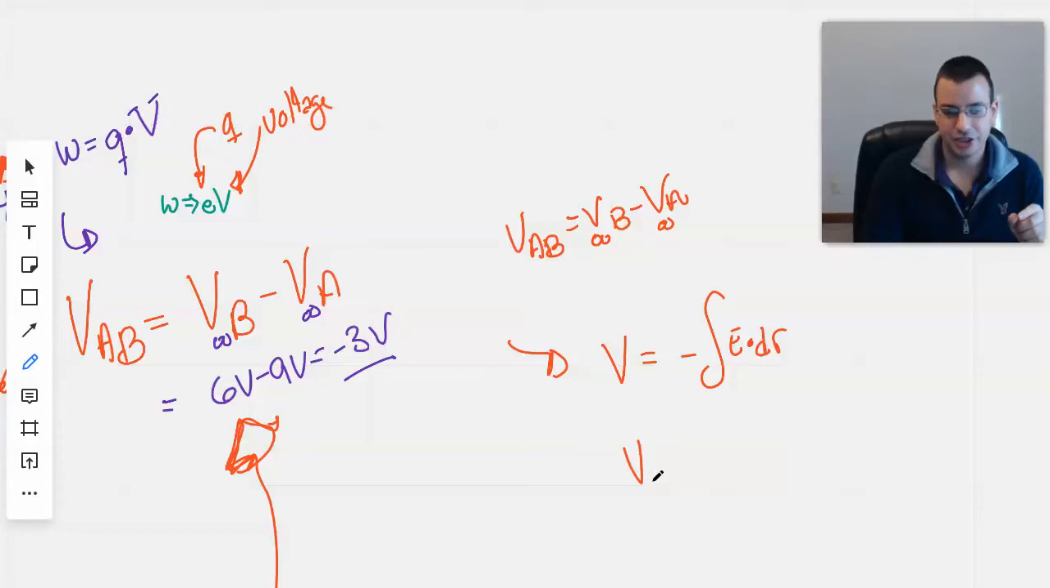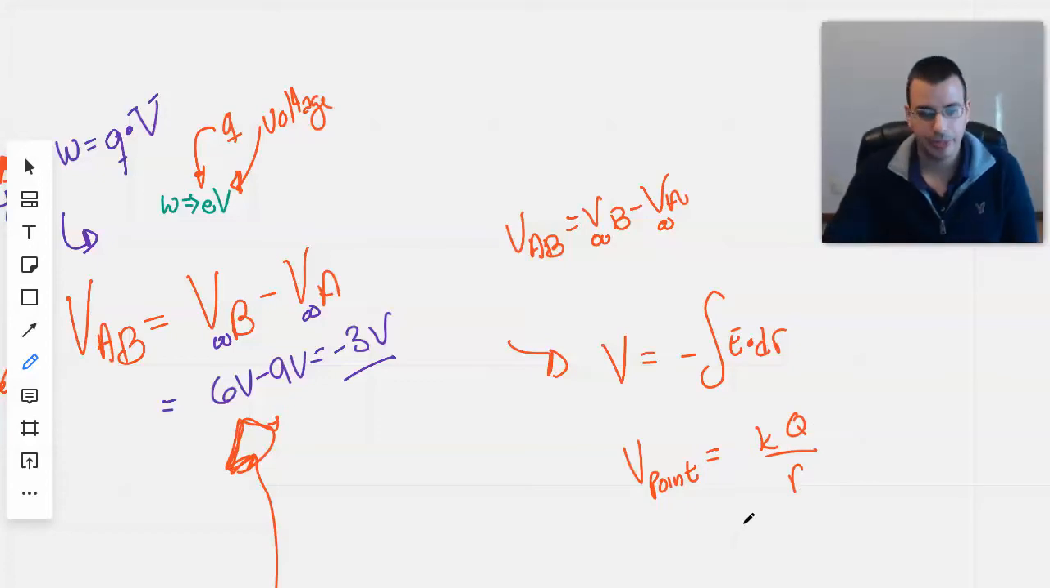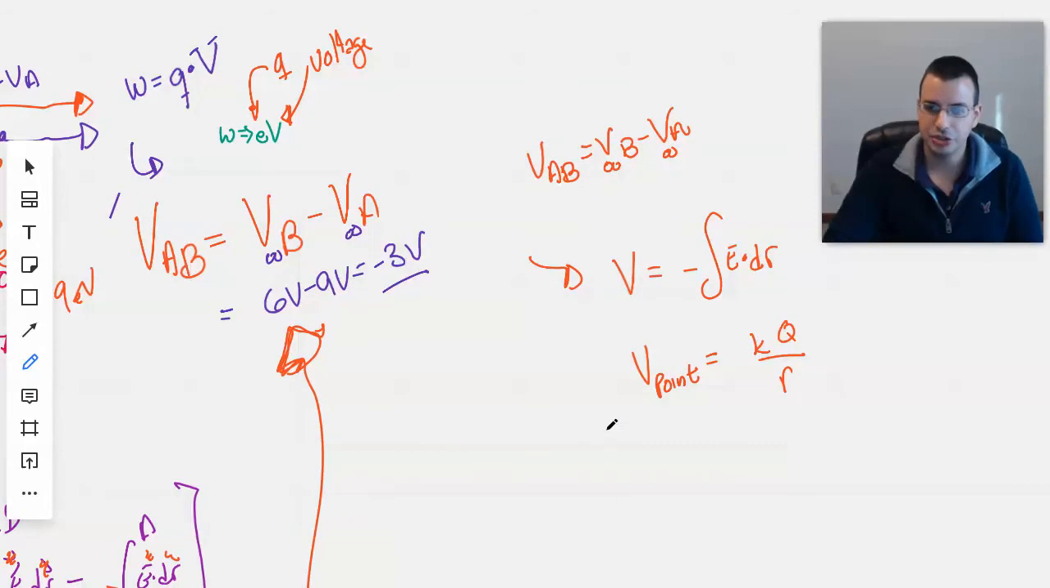And then the voltage is related to the electric field. You can have a dot product with vectors, but with the negative, they're scalars. So the relation between voltage and electric field is negative integral of E dot dr. And then the voltage of a point charge is K Q over R, single R. Okay? So now let's try some problems and work through them.